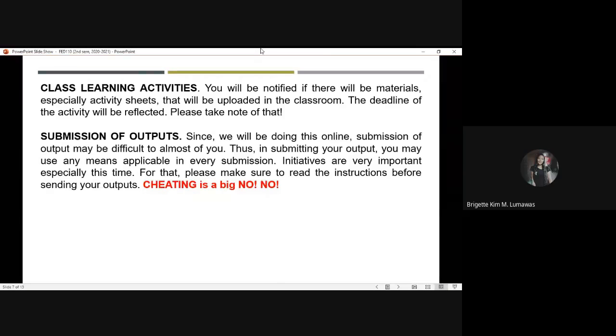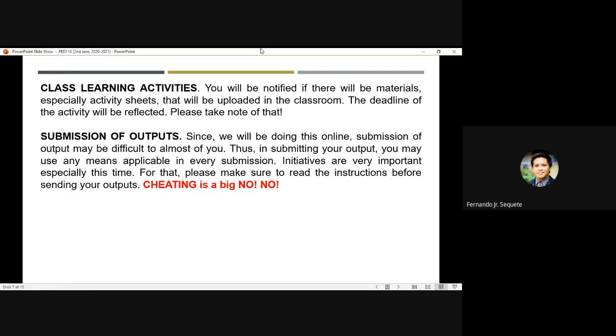Very good. Some might say the teacher is very strict. Actually, it is not strict. If you are a student who really complies, it is not strict for you, because this is what we should do as students. And for that, you have to read the instruction.